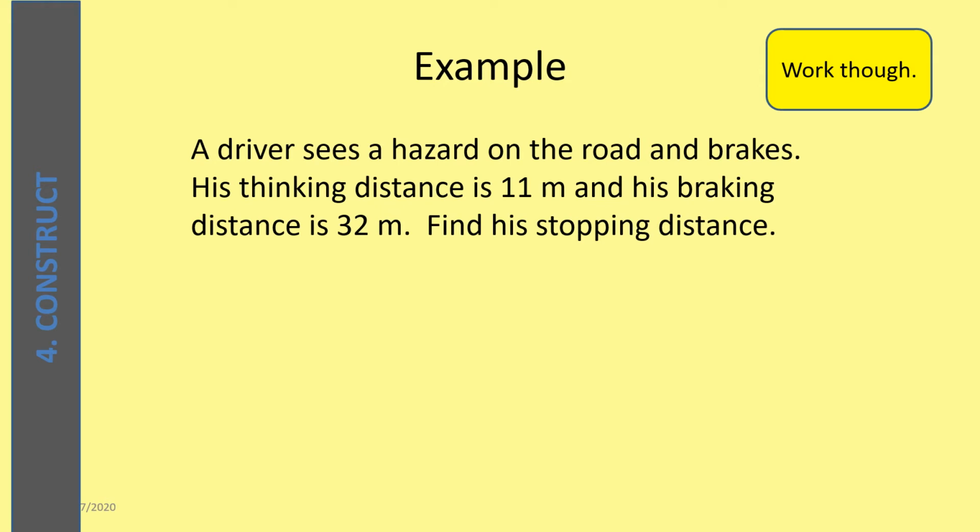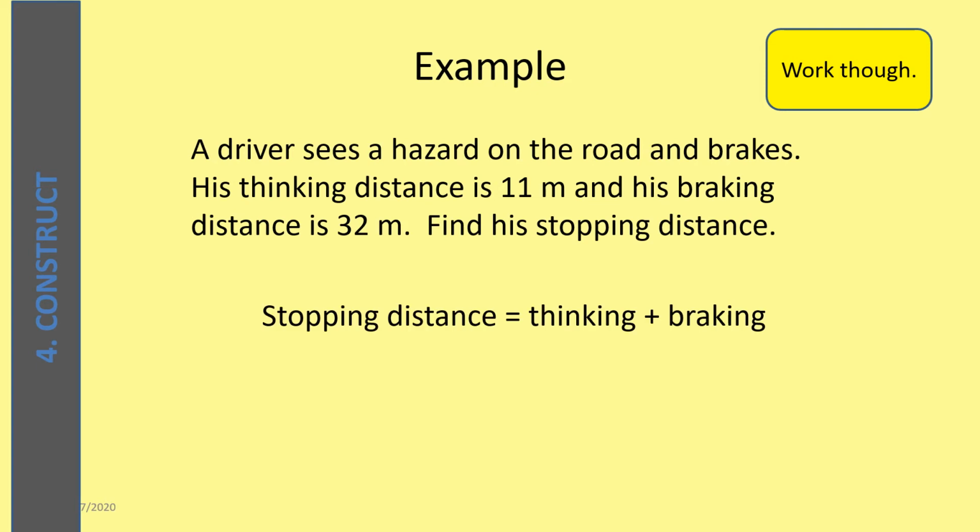So let's have a look at a very simple example. A driver sees a hazard on the road and brakes. His thinking distance is 11 meters and his braking distance is 32 meters. Find his stopping distance. Well, very simply, his total stopping distance is equal to his thinking distance plus his braking distance. Put in our figures: 11 plus 32 meters is 43 meters. So that is his total stopping distance from the point that he sees the hazard, reacts to it, applies the brakes, and the vehicle gradually comes to a stop.